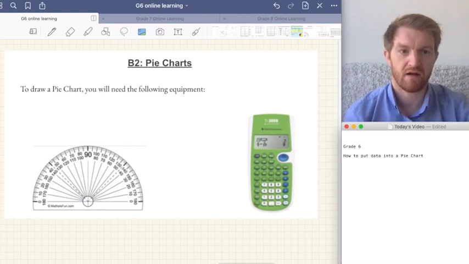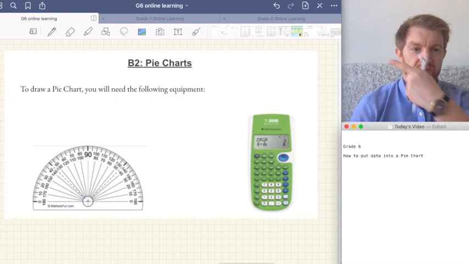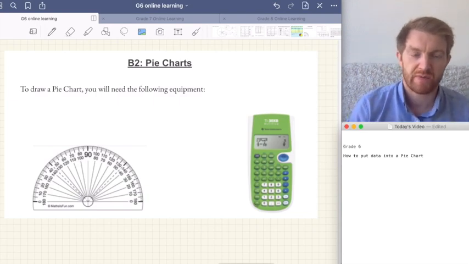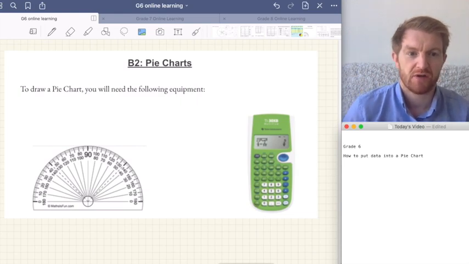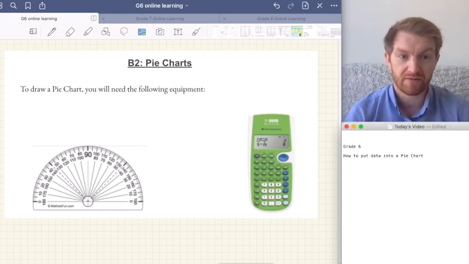So today our video is going to look at pie charts. As you can see from this thing here, to be able to draw a pie chart you need a protractor and a calculator. So I'm going to assume that for this video you have those two things.